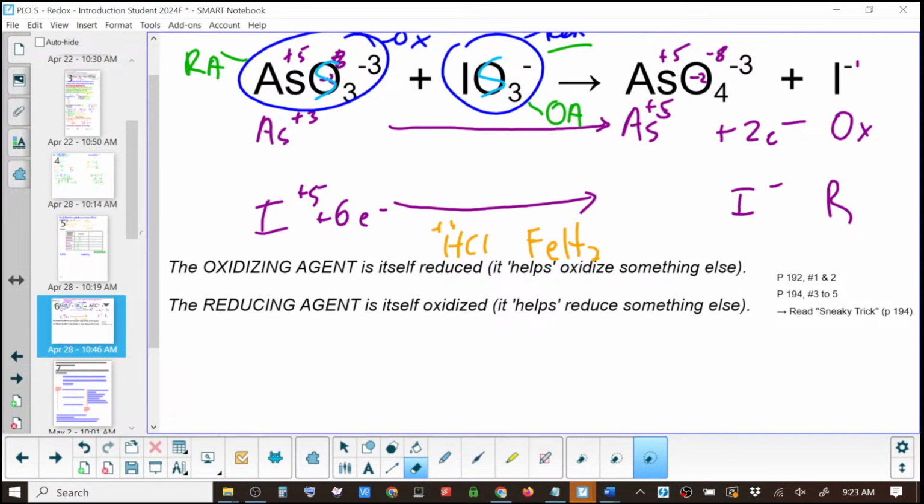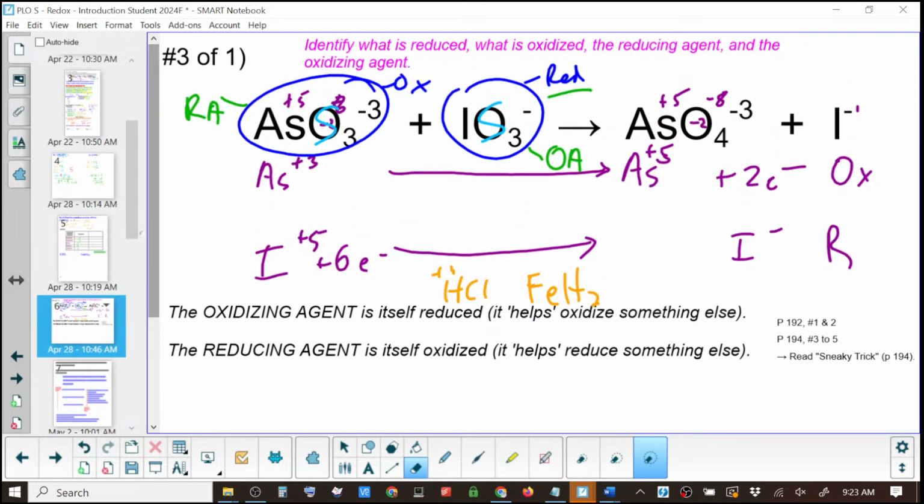Can a product be an oxidizing agent or reducing agent? Oh no, it can't, it has to be one of the reactants. So you're picking one of these. Oh, so this one's oxidized. Yeah, so it's the reducing agent.